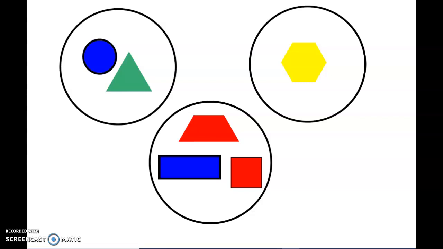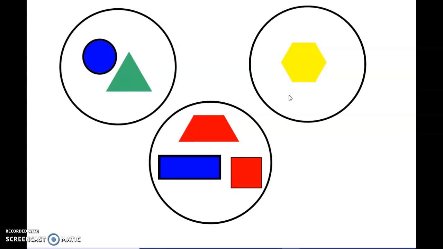Okay, well, if you thought that it had something to do with the number of sides and corners that these shapes have, you would be correct. So I sorted our plane shapes based on the number of sides and corners that these shapes have. So here in this group, I have plane shapes that have three or less sides. In this group, I have plane shapes that have four sides. And in this final group, I have plane shapes that have six or more sides.